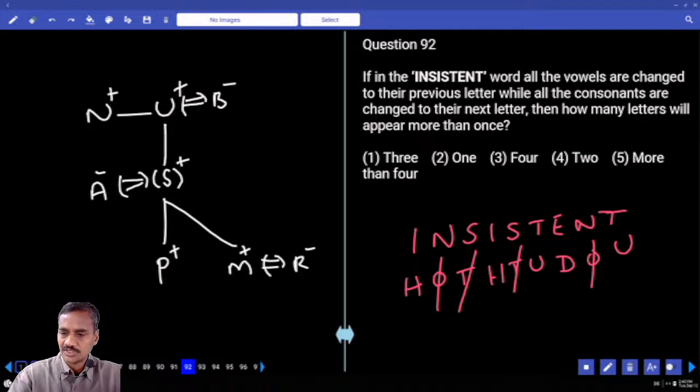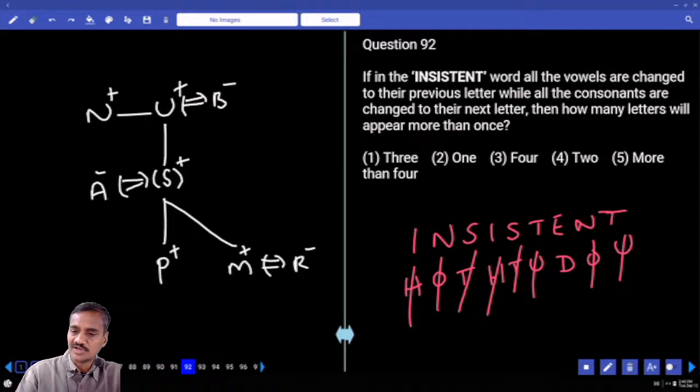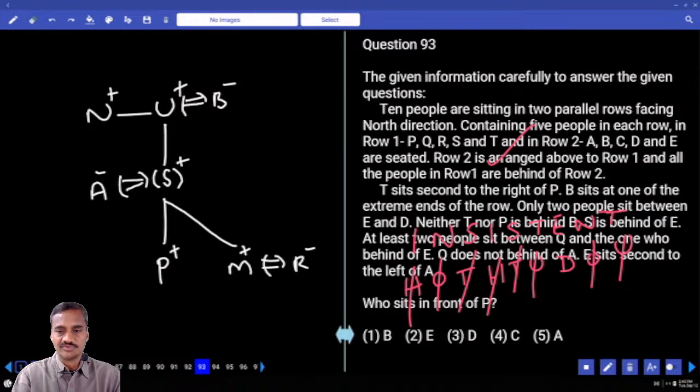Anything else? U appears twice, H appears twice. Now there are 4 letters that appear twice. Except D, all the remaining letters appear twice. Choice 3 is the answer for 92. Then the next one, 93 onwards.